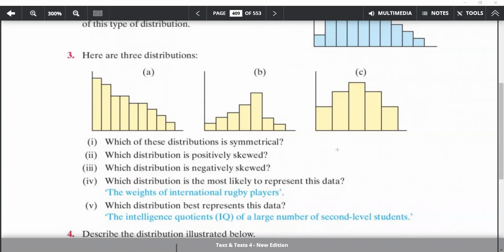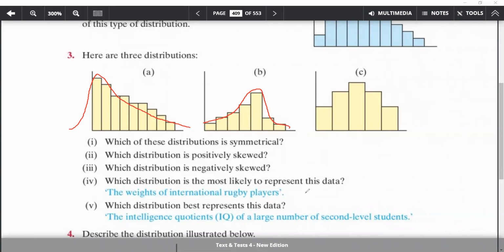Which distribution is positively skewed? That means you've got, I suppose, more data on the positive end, or you've got a buildup of data, or you've got a tail on the positive end. So if we were to try and fit a normal curve, I think A here, you can see it has a tail on the positive end, whereas B, if you're trying to fit a normal curve to B, you can see the tail is on the negative end. So A is positively skewed, B is negatively skewed.